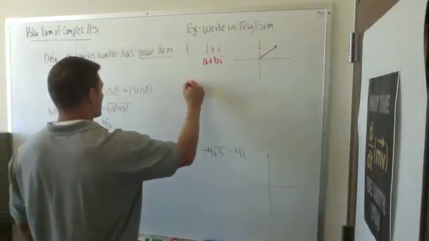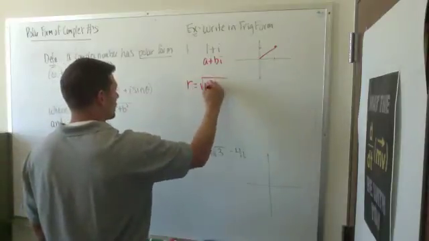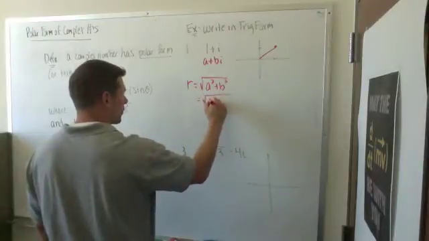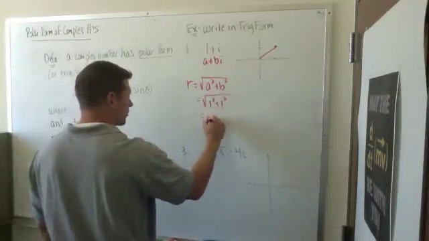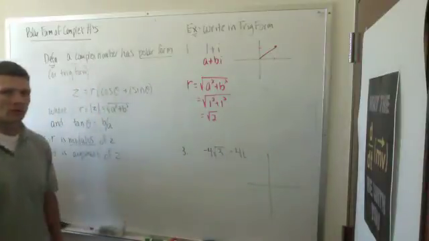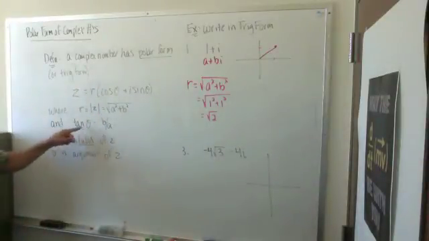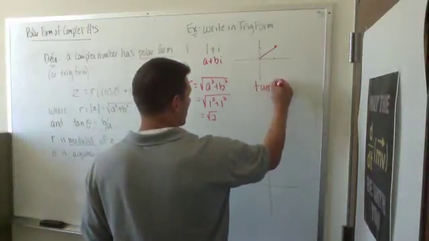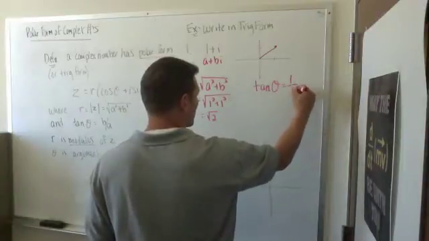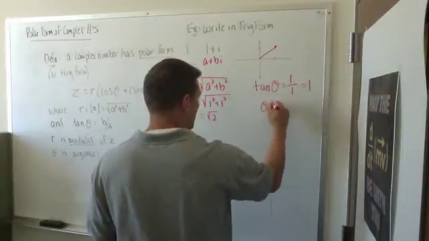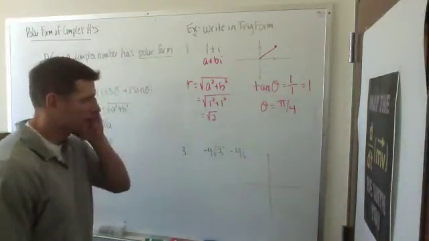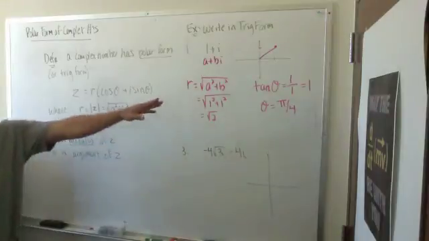So r is equal to the square root of a squared plus b squared, which is equal to the square root of 1 squared plus 1 squared, which is the square root of 2. We know r is the square root of 2. What else do we know? We know tangent of theta equals b over a. Then tangent of theta equals 1 divided by 1, which is 1. And we know that theta must equal pi over 4, because tangent of theta equals 1 happens at pi over 4. So now we have our two things that we need.